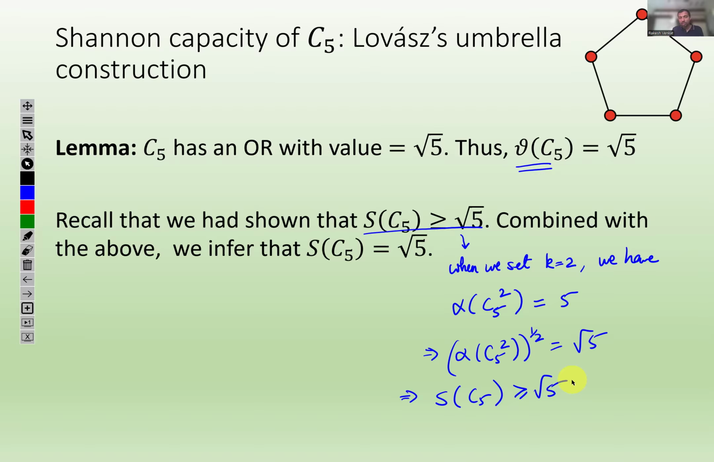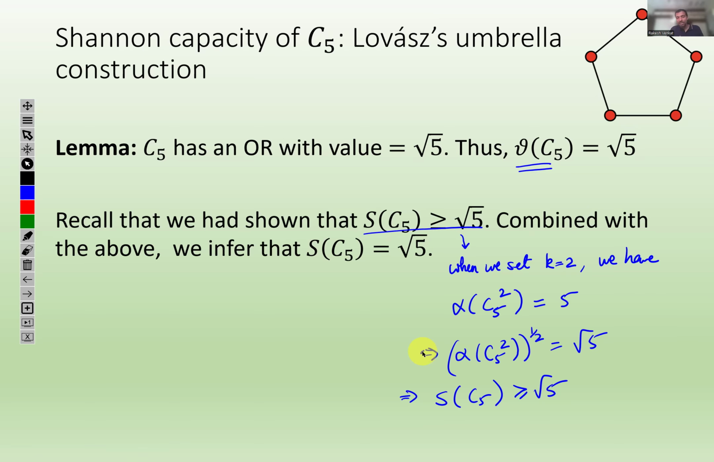But now, since S of C5 is upper bounded by the theta function, which has value square root 5 for C5, what do we get? We get that actually it is equal to square root 5. And this is Lovasz's famous result.